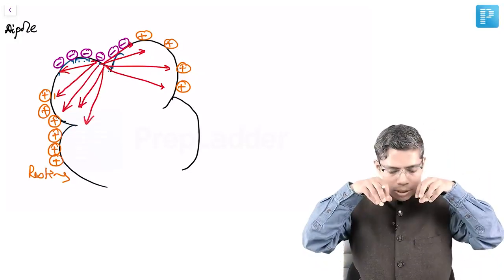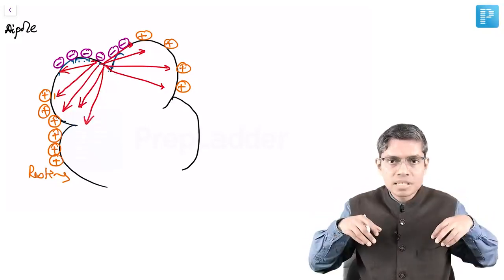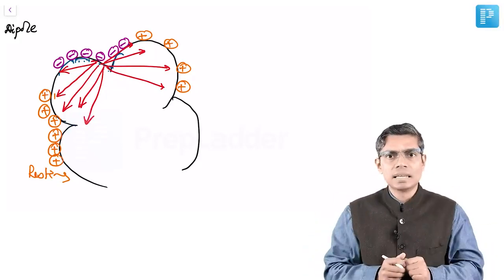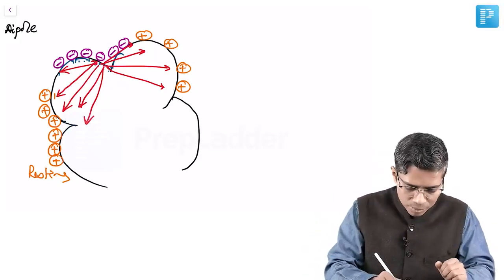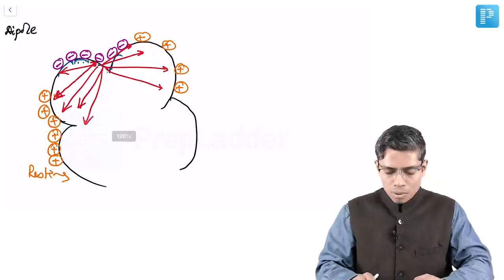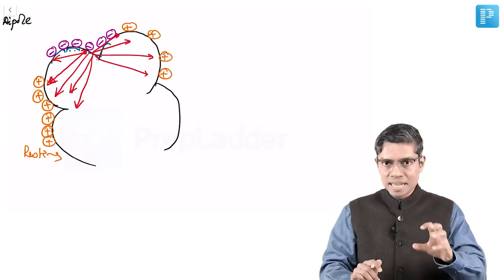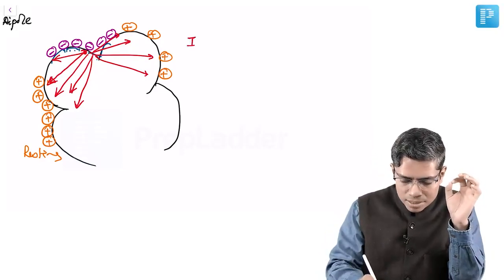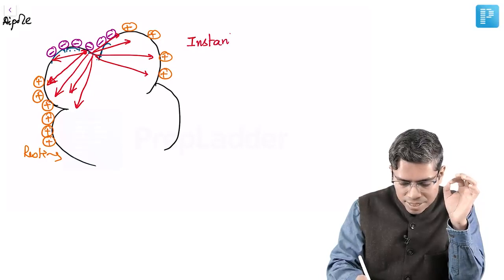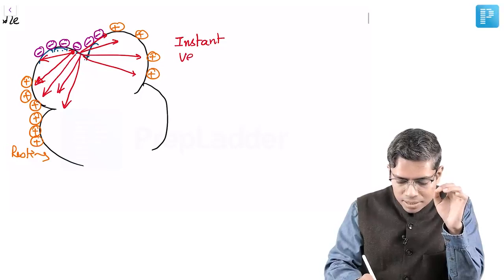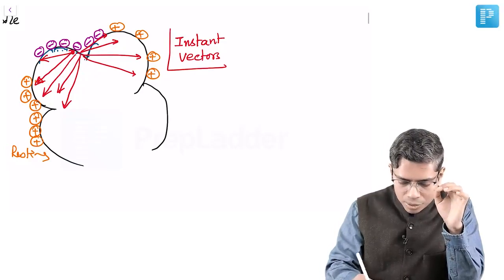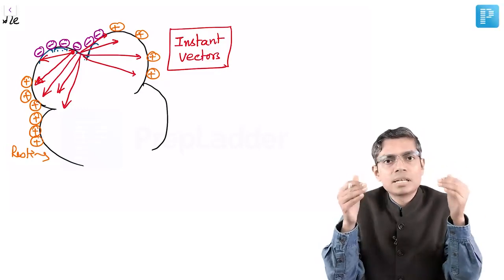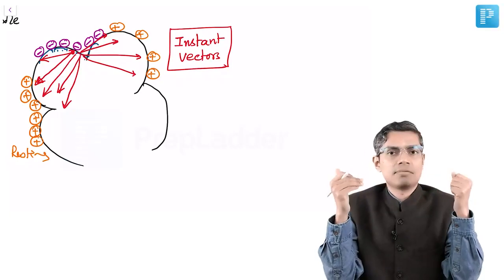Think of it like this: you are looking at the surface of this atrium, and on the atrium surface multiple voltage vectors are directed at different angles, all from negative towards positive. All these small vectors which are created at a particular point of time are known as instant vectors. Instant vectors means the multiple vectors which are created at a particular instant.